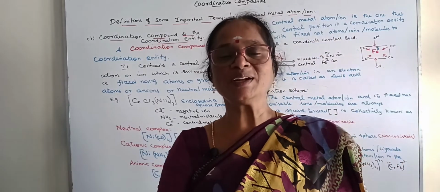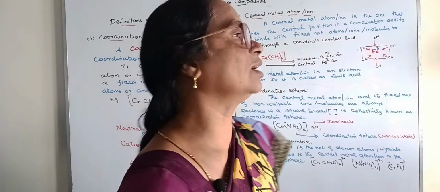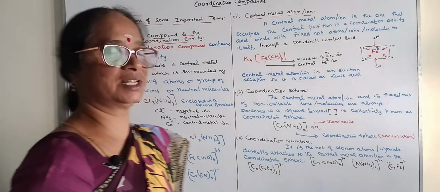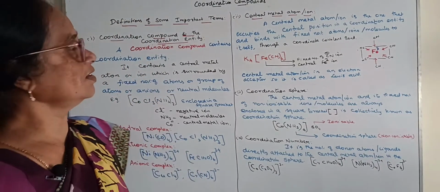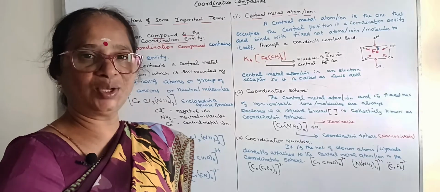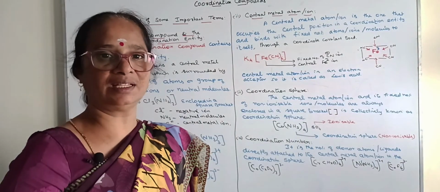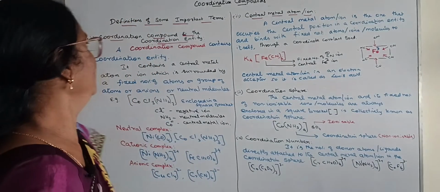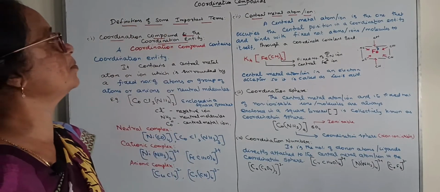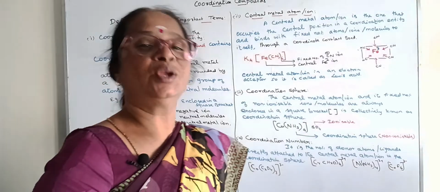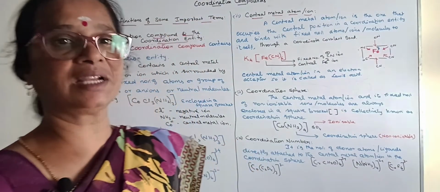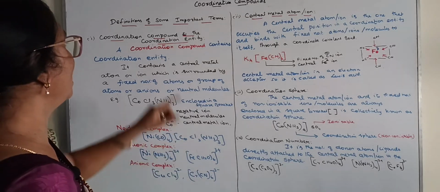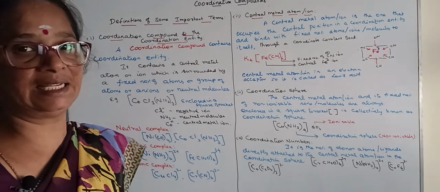Let us start today's session, the chapter Coordination Compounds from Inorganic Chemistry. In the last session we completed the introduction part and Werner theory of coordination compounds. Today let us begin with the definitions of some important terms used for coordination compounds. The first one: coordination compound and the coordination entity.